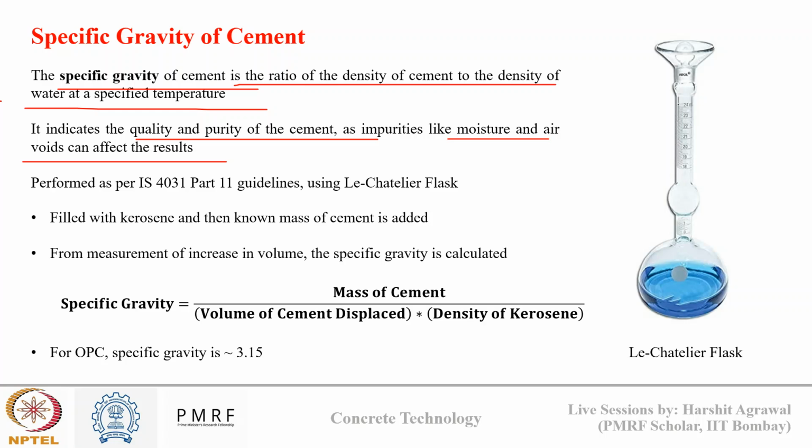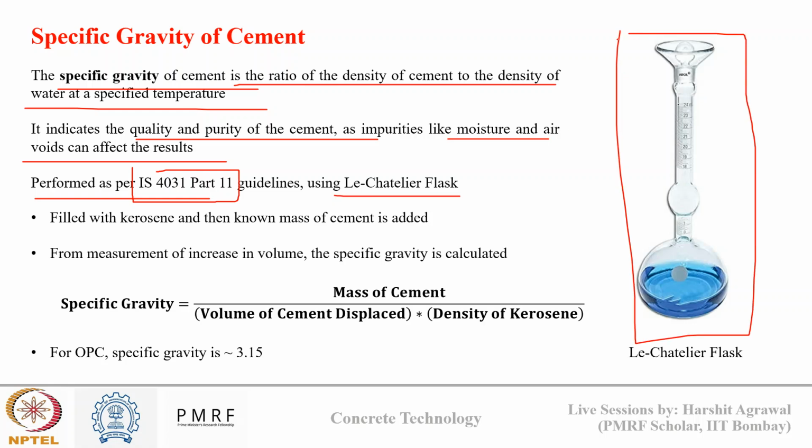And how do we determine specific gravity? We determine it as per IS 4013 Part 11 guideline using a Le Chatelier's flask that you can see here. This is how a Le Chatelier flask looks like. So how do we determine specific gravity? We first fill this flask up to a certain volume indicator with kerosene, and then we add a known mass of cement to it, suppose 10 grams or 15 grams or anything. And once we add cement, what will happen?